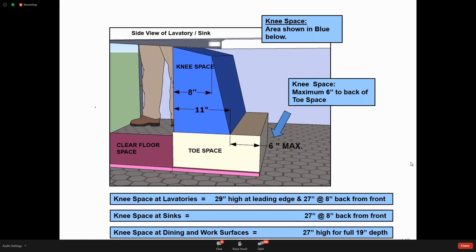At the bottom of the slide, I've got the Reader's Digest version of the requirements. At lavatories, it's a 29-inch height at the leading edge, that then reduces to a 27-inch height, 8 inches back. At sinks, it's a different requirement. You don't have that 29-inch height requirement, and similar for dining and work surfaces. This isn't a seminar to go over all of that kind of detail. This is not really healthcare specific, except for the fact that you need to understand the hand washing fixture fits into the lavatory version of this.